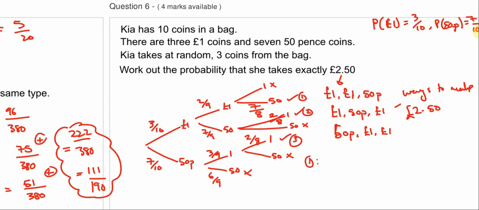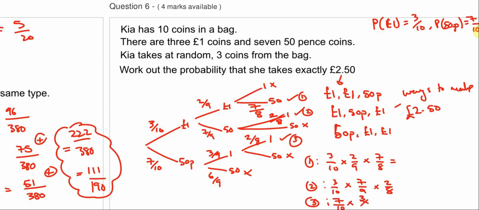Path 1, I've got 3 out of 10 times by 2 out of 9 times by 7 out of 8. Path 2, I've got 3 out of 10 times by 7 out of 9 times by 2 out of 8. And path 3 goes down, up, up. I've got 7 out of 10 times by 3 out of 9 times by 2 out of 8.